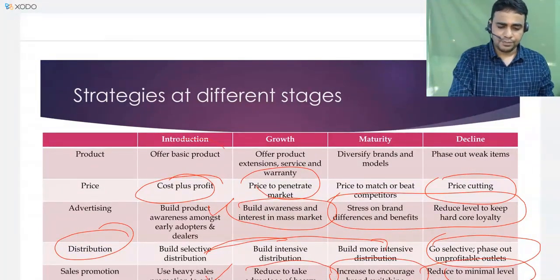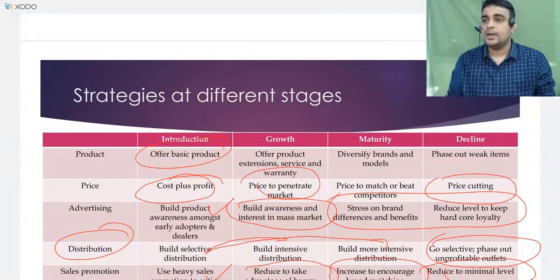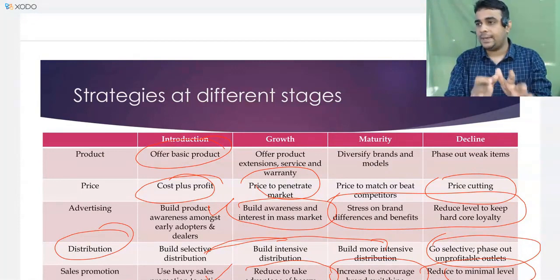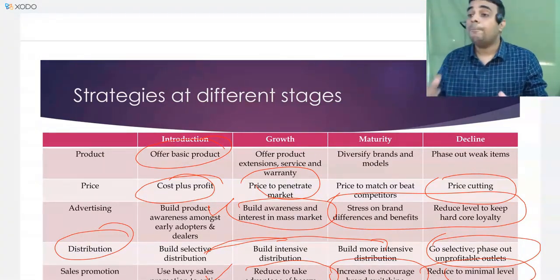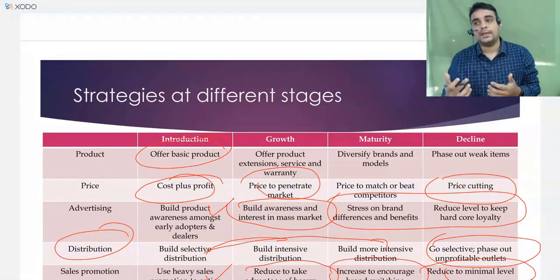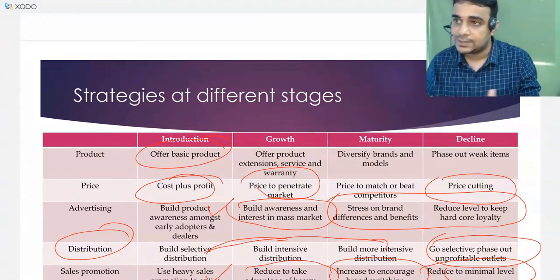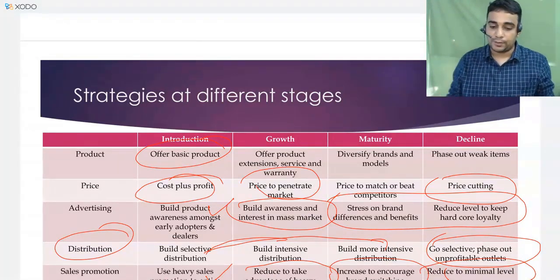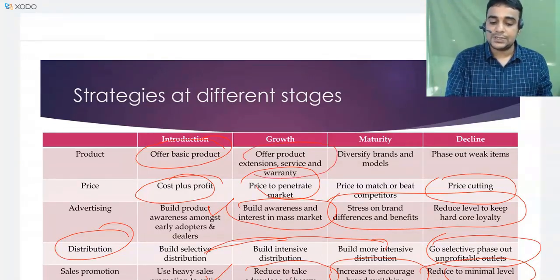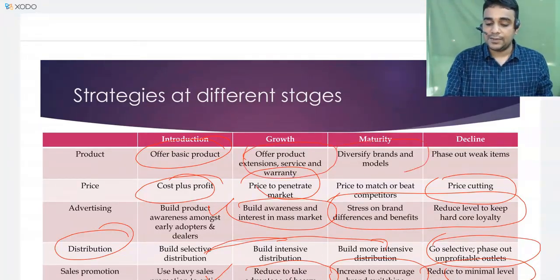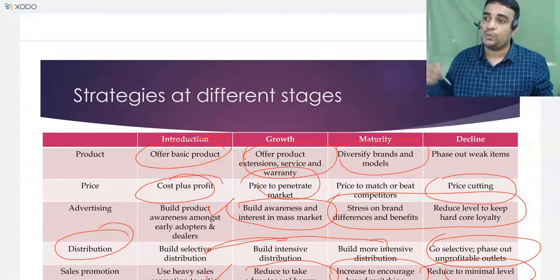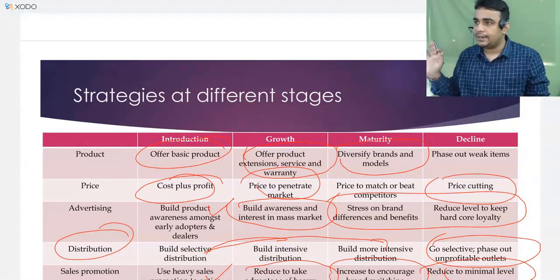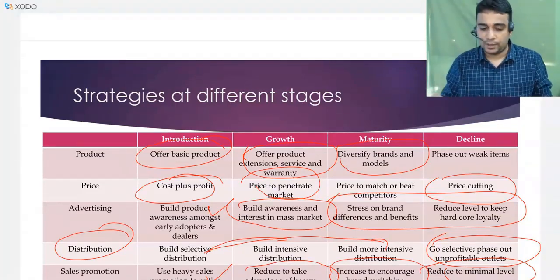Product: offer a basic product. Initially I want people to test my product, so I'll provide a basic product. Competition is not there. Beyond that, I'll have to keep spending on adding new features, new quality, enhanced reliability, enhanced durability. All that you'll have to keep doing. Offer product extensions, services and warranty. Diversify brands and models. The companies will keep coming out with variants. In the last stage, please eliminate the item. There's no point in trying to do much beyond this.